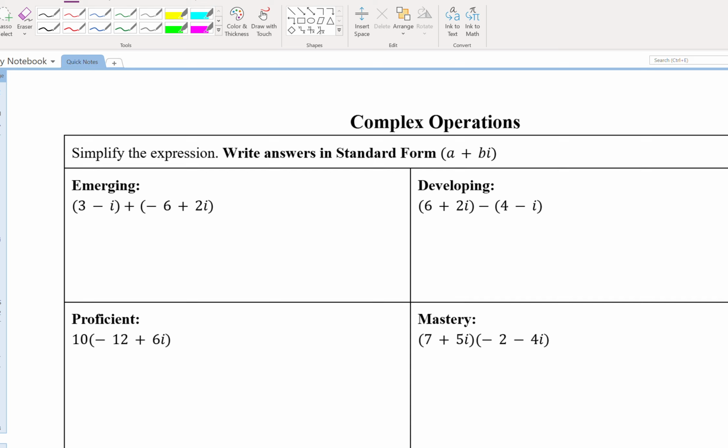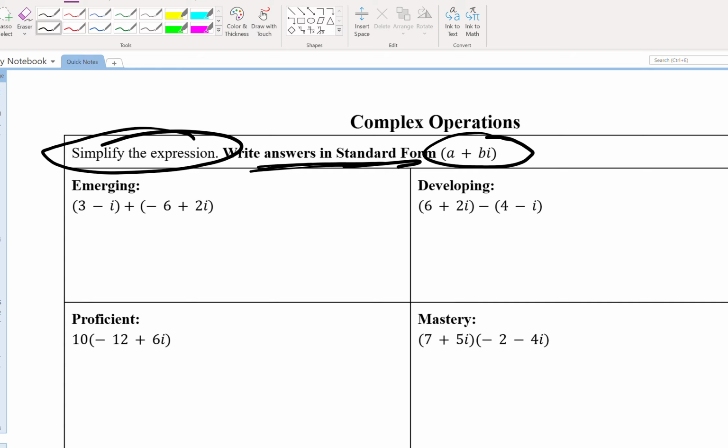Welcome. This is a video on how to do operations on complex numbers. We're given the instruction to simplify the expression and then to also make sure we write our answers in standard form, which is a plus bi. Remember that a is the real part and b, the bi, that's the imaginary part.